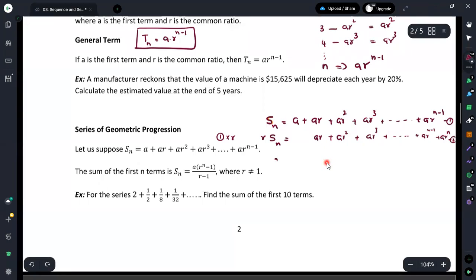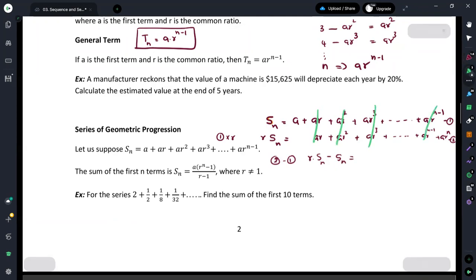Now we subtract the first equation from the second. Then we get r times Sn minus Sn is equal to, and we can see that these terms will be cancelled out, because when subtracting the first equation from the second one, all these values will be negative and those will be positive, and they cancel. The terms which remain in this subtraction will be a times r to the power n and the value of a only.